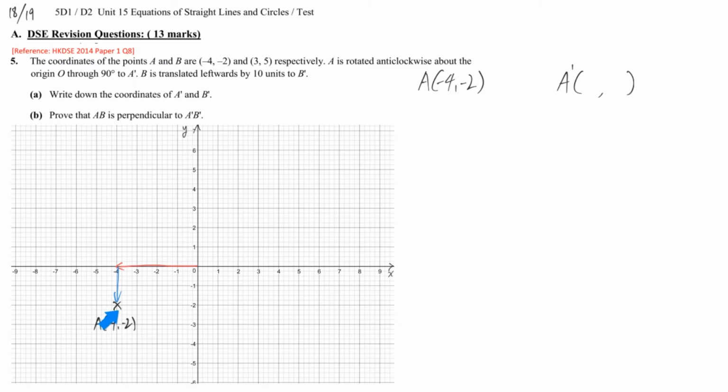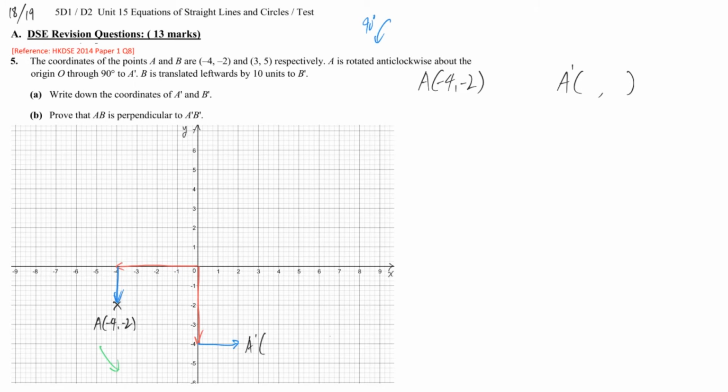We are going to rotate OA anti-clockwise for 90 degrees. Anti-clockwise is this direction. So we rotate in this direction. If you rotate it, you just pay attention to the red line. Go left will become go down. And then go down will become go right. So the left-right position will become 2, and then the height will become -4. We get the image.